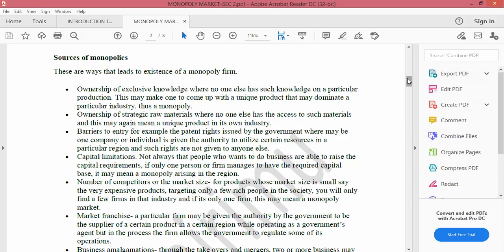So capital limitations, the way the demands by the products are, whatever we are producing in the region requires heavy capital outlay. Such may be limiting so many from getting into the industry, and this may also have meant a monopoly arising in the region.